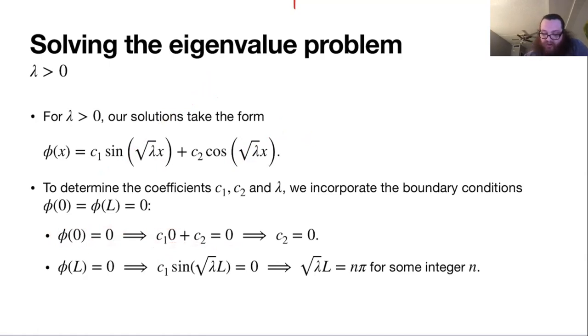C1 times 0 is 0, so we end up with C2 is equal to 0. Already what that tells us is that for these boundary conditions, our eigenfunction phi can't have a cosine term. It's just going to have a sine term, which already is something interesting. So our solutions phi are just going to be C1, some constant, times sine of root lambda x. And now let's see what the other boundary condition gives us.